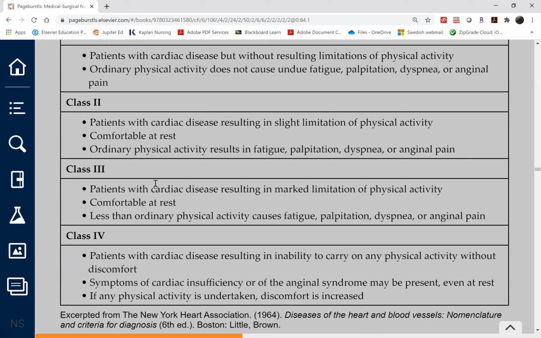With class 2 and up, they would have orthostatic hypotension. Which one? Class 2 to 4, or would that start at 3? 3. Yeah, I would start at 3.